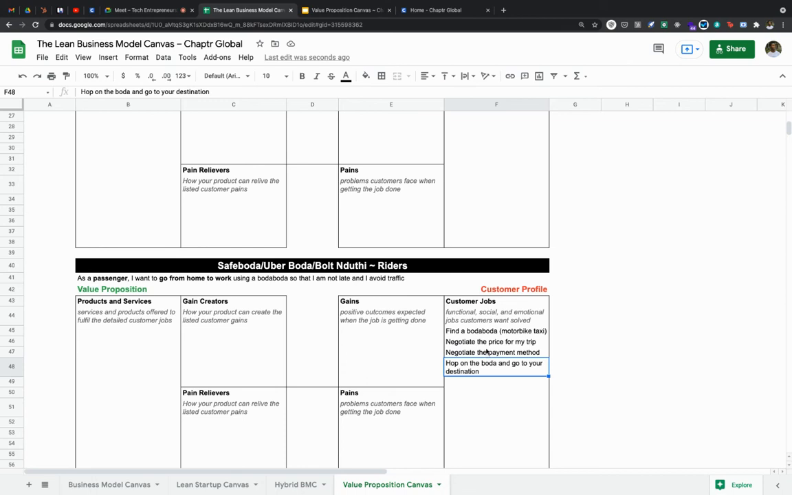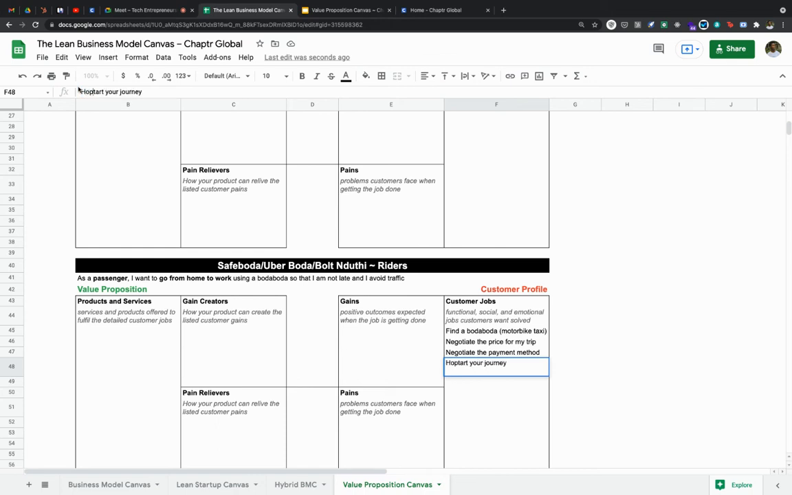But now I've found my boda, I've negotiated my price, I've negotiated the payment. Let's forget the pains or gains I might face in the process. I just want to know what's the typical thing I have to do to get there. And so far we're doing well. We've hopped on the boda, so let me just say, start your journey. So we are hopping on and starting our journey. What's the next thing now?